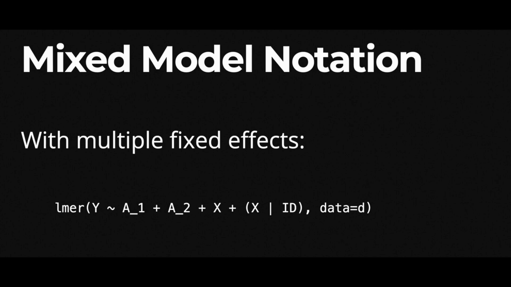Let's look at another model. Multiple fixed effects! What happens when you've got multiple fixed effects? So here we've got A1 and A2, both of which are fixed effects, and because they're fixed effects, notice neither A1 nor A2 are within the parentheses, because again, they are fixed effects only. And then X is the same as before. It's got a random effect and it's got a fixed effect.